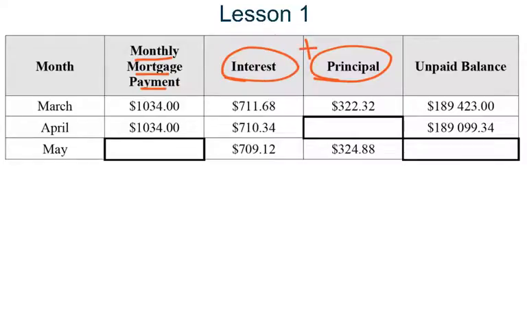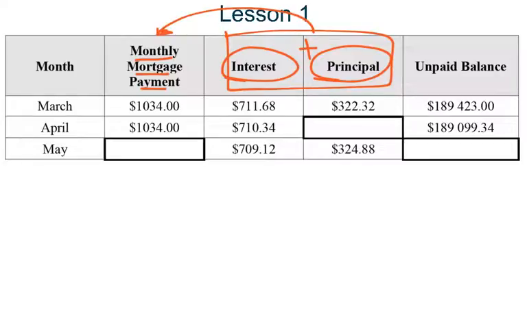So for every payment that I have, I'm always paying interest, which is normally the greater amount that we see here in the beginning of the mortgage. And one part of the payment also goes to pay off the principal. Those two together, if you add them, will always give you the monthly mortgage payment.